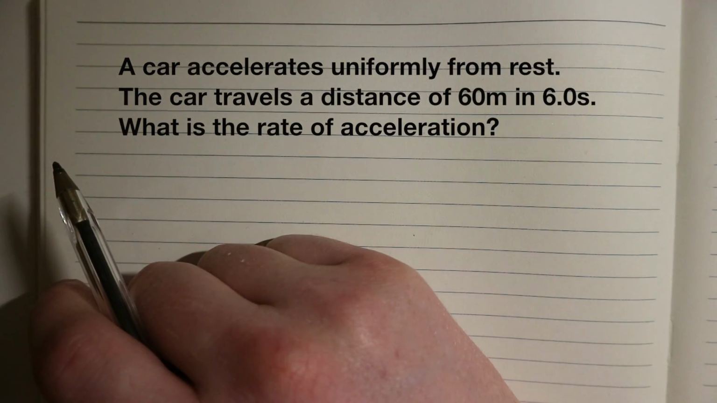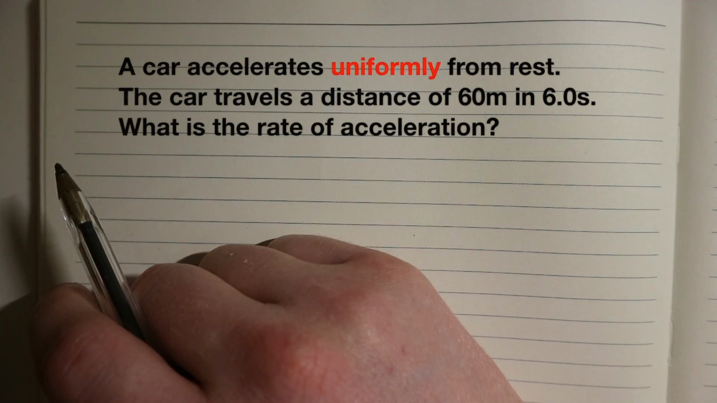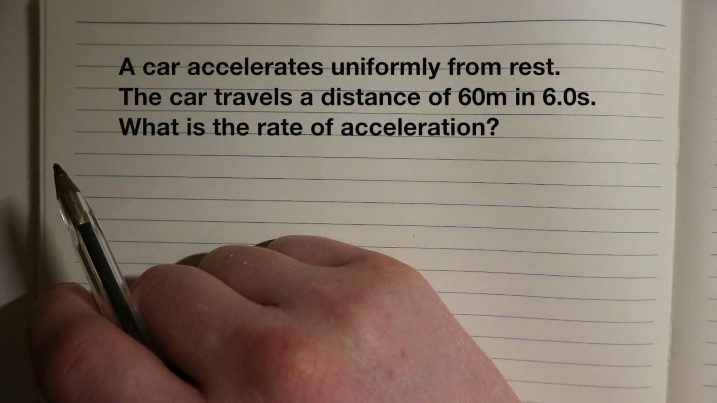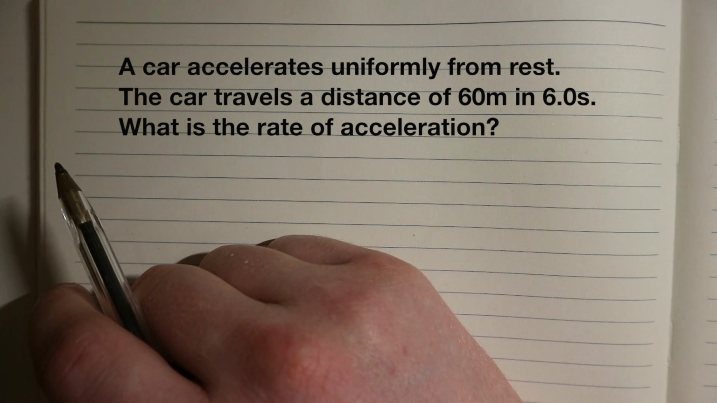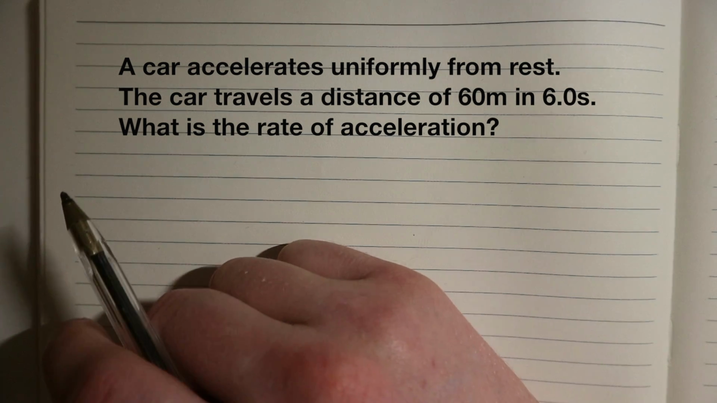For this question, we are going to do a little bit about SUVAT for when the initial velocity equals 0. So we'll start with this question, and we can see that it accelerates uniformly from rest, and the distance travelled is 60 meters, and it does that in 6 seconds. What is required is to find the acceleration.